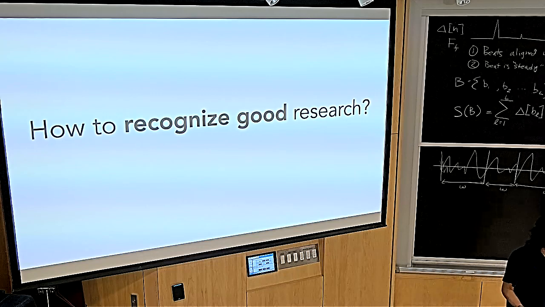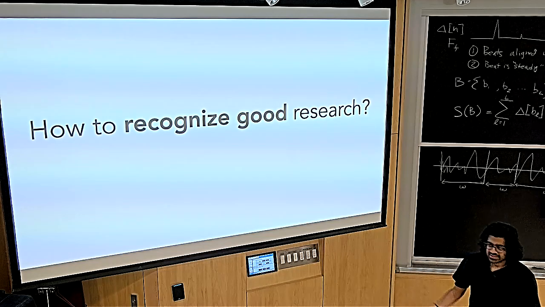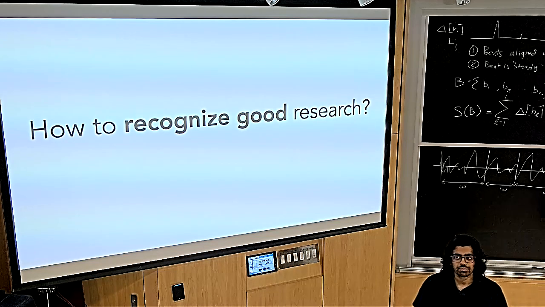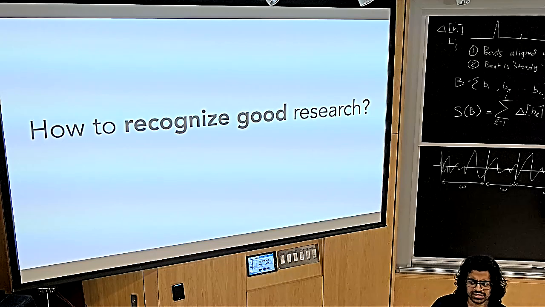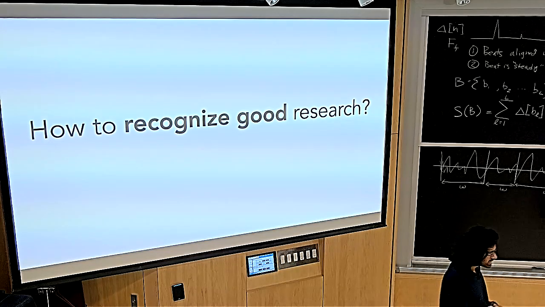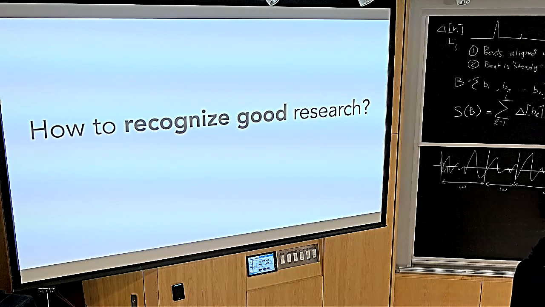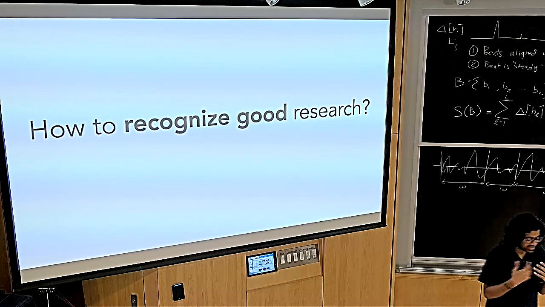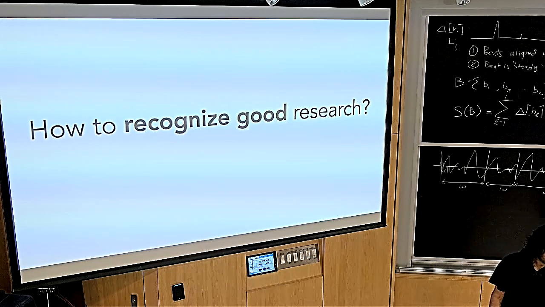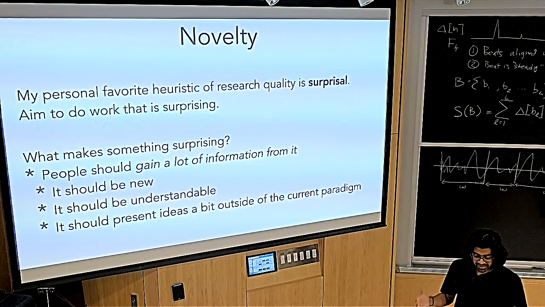There's a lot of noise in the process, and there's a lot of incremental stuff, which are papers that are not really solving important problems, or there are not many interesting ideas in them. So the goal is to do really good research that is impactful, that is interesting, that is novel. How do you define novelty?